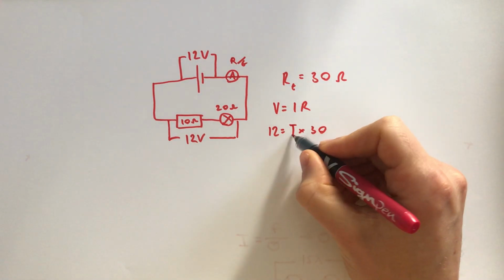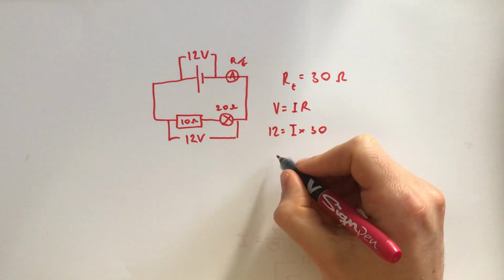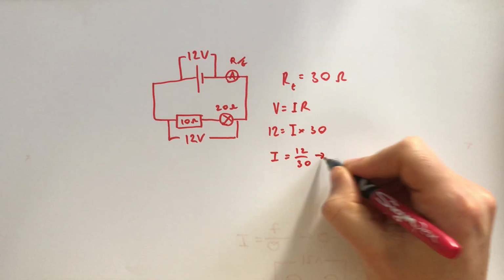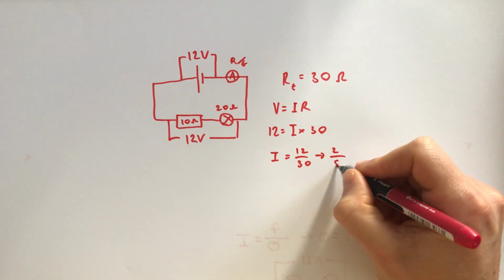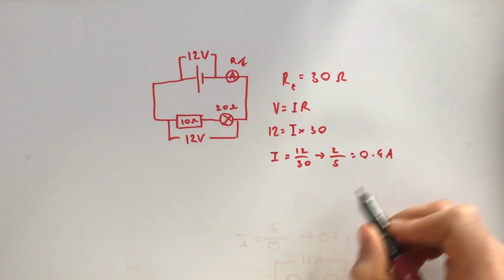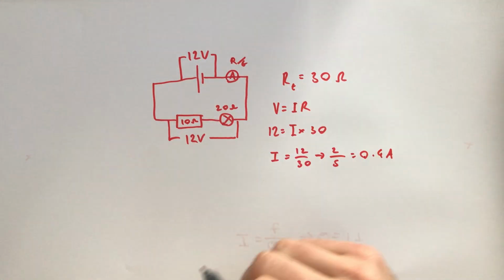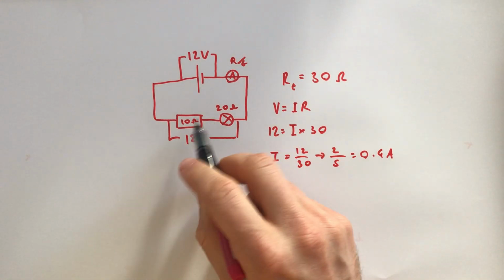So then what we can do, of course, is solve for I in order to get what the current is going to be. So I is equal to 12/30ths. We can simplify that by dividing both by 6, which will give us 2 fifths. So that's just 0.4. We tend to get quite low quantities for current. So 0.4 amps, there we go. And that should be the same everywhere. Now, that means it is the same in each of those.